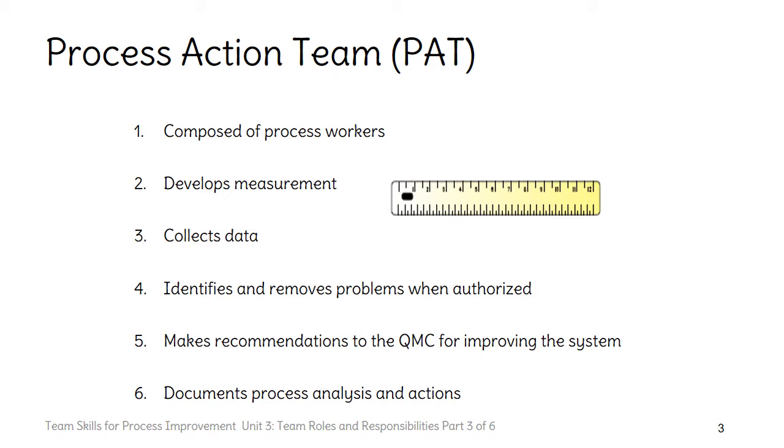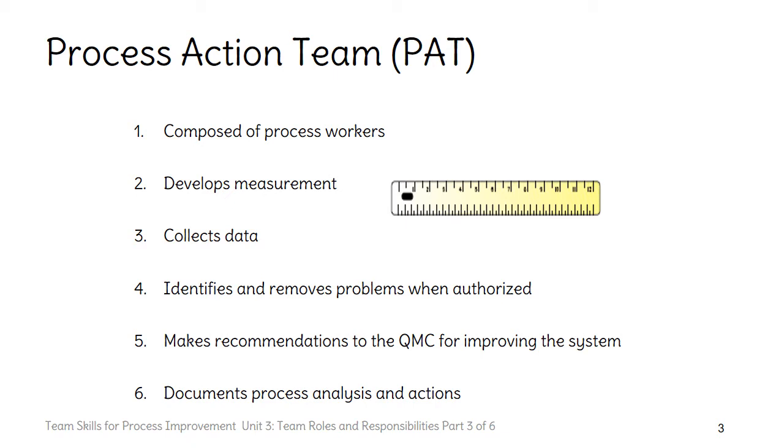PAT members, by definition, are in the process, and they are in a good position to identify process impediments, sometimes regarded as problems, in getting the job done. This can usually be done by simple observation, although some measurement may be necessary. 2. Develops measurements. The PAT works closely with the QMC in developing measurements that will provide data to show whether the quality characteristics desired by the customer are being produced. Together, they need to figure out what they should measure and how it should be measured.